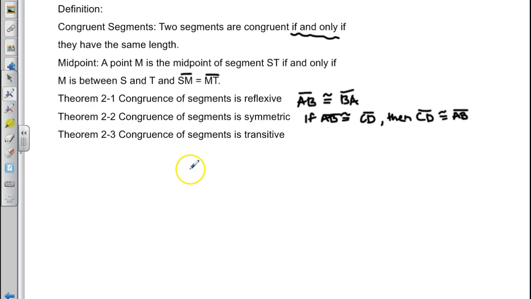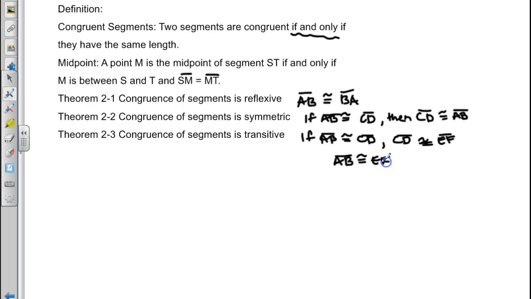All right, congruence of segments is transitive. So if I have segment AB that's equal in measure, or congruent, to segment CD, and then I also know that segment CD is congruent to EF, then I also know that AB is congruent to EF.